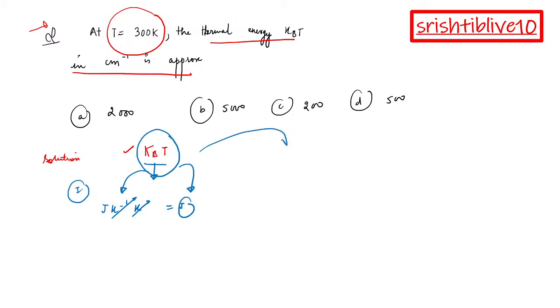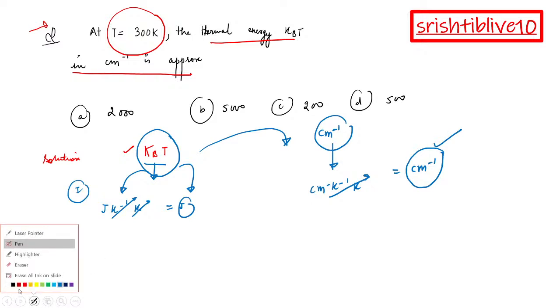There is one more way to find the units of kBT when we are using energy in centimeter inverse. In this case, kB is centimeter inverse per Kelvin, and temperature is Kelvin. These cancel out, so you'll be getting centimeter inverse. Centimeter inverse is also an energy expression.